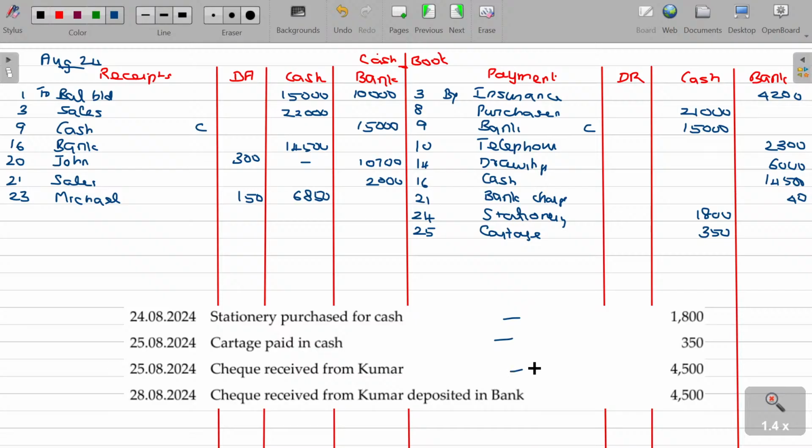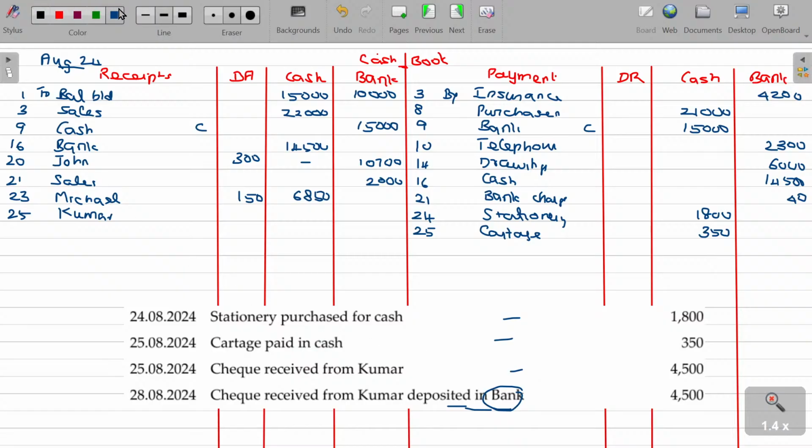Check receipt from Kumar. Receipt side, check no, that too from Kumar. So I write his name here. The date being 25th August. The value being 4,500. And the check receipt from Kumar is deposited in the bank the next day, or a few days later. Always cross verify. If you are receiving the check and not depositing it into the bank immediately, that check is considered as cash.